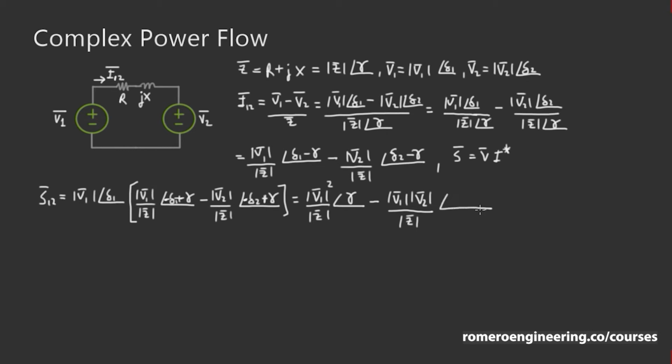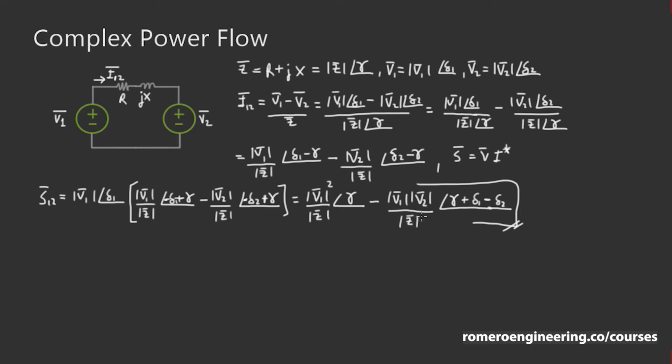I'm actually going to rearrange it, I'm going to say gamma first, and then plus delta 1 minus delta 2. So this right here is the expression for the apparent power, S sub 1 2.